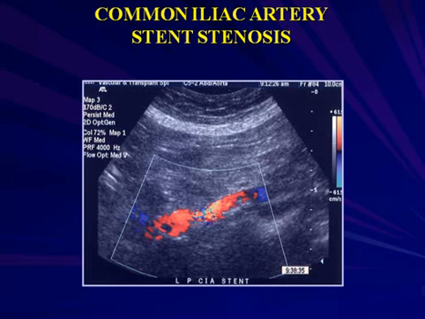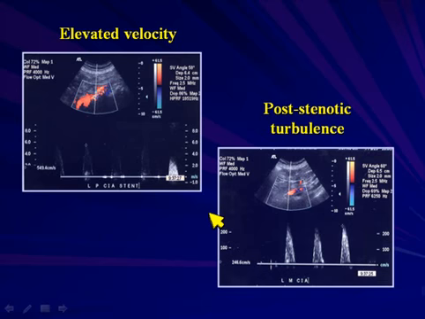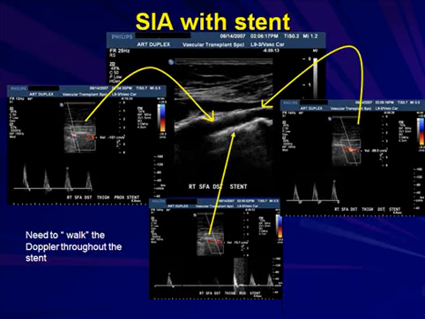Here's an example of a common iliac artery in-stent stenosis, and you can see very easily where that is narrowed within the lumen. We document the elevated velocity associated with that. This one happens to be over 500 centimeters per second, and then document the post-stenotic turbulence and the decrease in velocity after the stenosis.